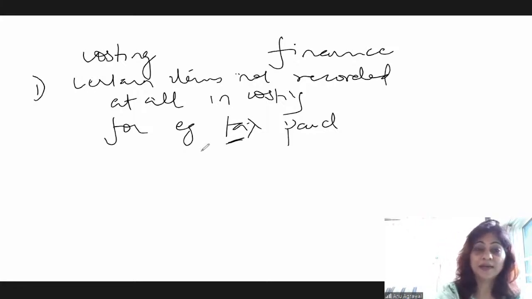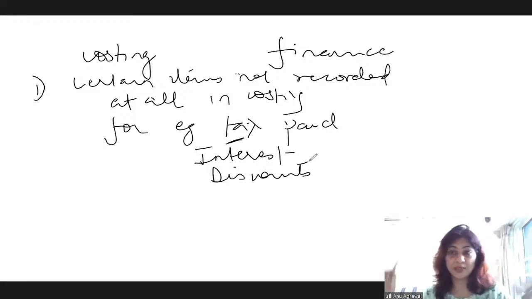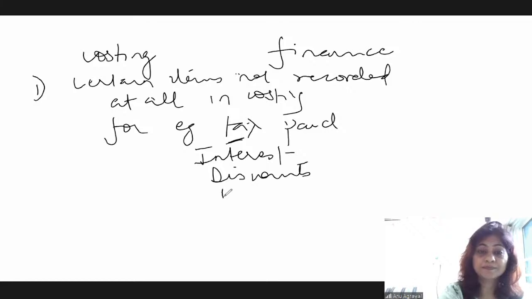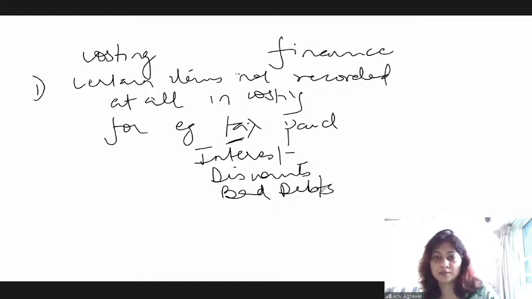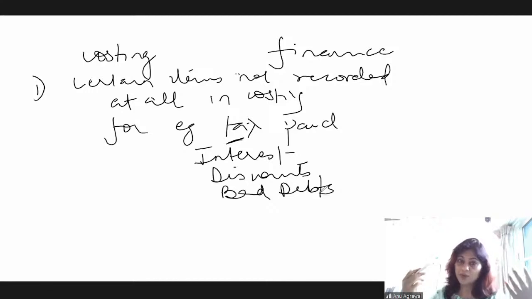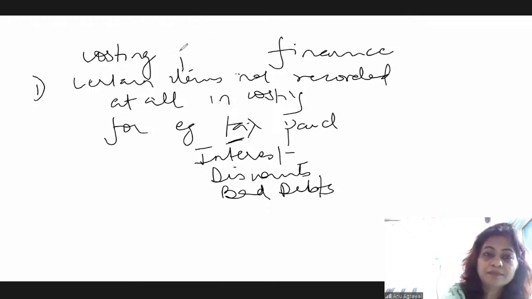Or for a matter of fact, let's say interest. Or let's talk about any kind of discounts, cash discount. Let's say bad debt. Have you ever recorded bad debts in costing? No. In finance, if the debts have become bad, it's an expense, and profit and loss is reduced. So one reason for the difference between cost and finance is that there are certain items that are not recorded at all in costing. Now when I say item, I mean both income and expense.